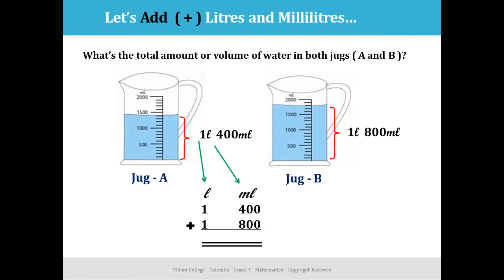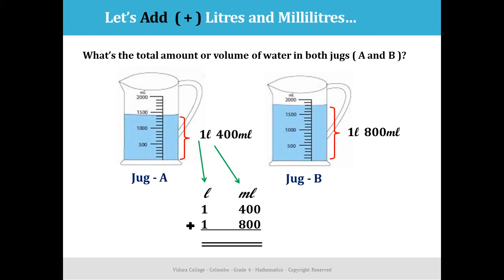Okay children, now let's add liters and milliliters. I want to know the total amount or volume of water contained in both jugs. In jug A, it holds a volume of 1 liter and 400 milliliters. In jug B, it contains 1 liter and 800 milliliters. Now let's add both these jugs and find the total volume in both jugs.